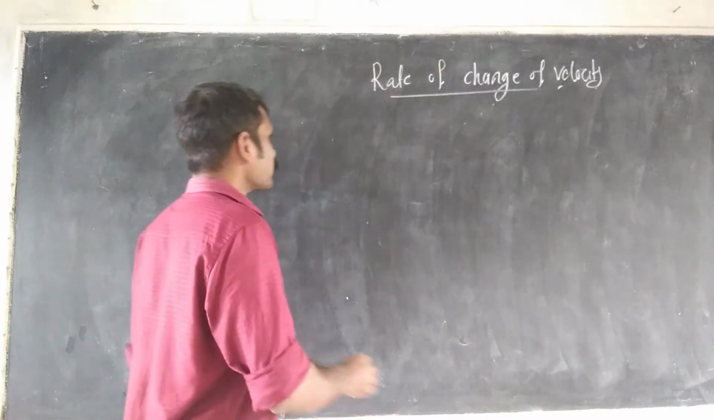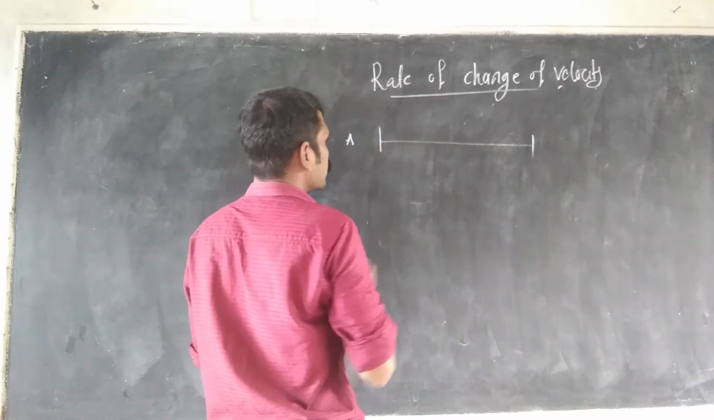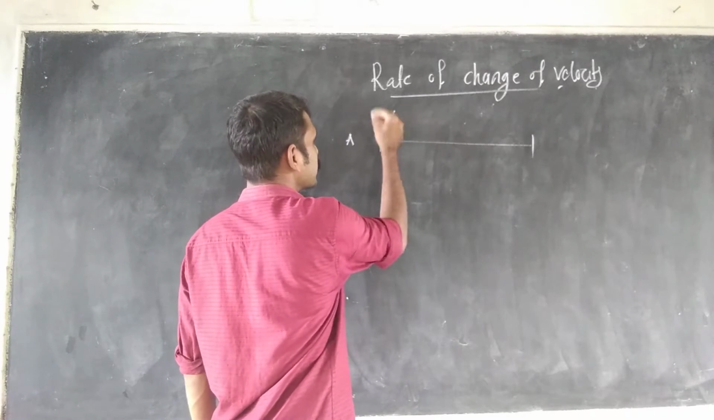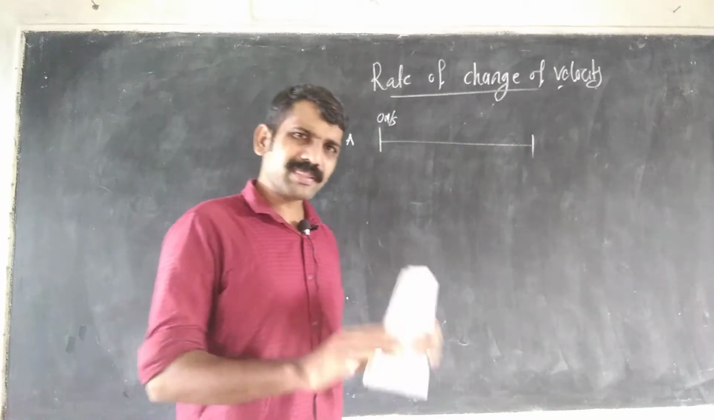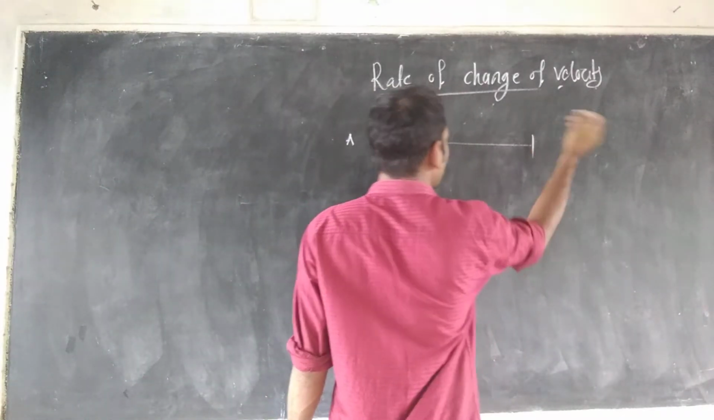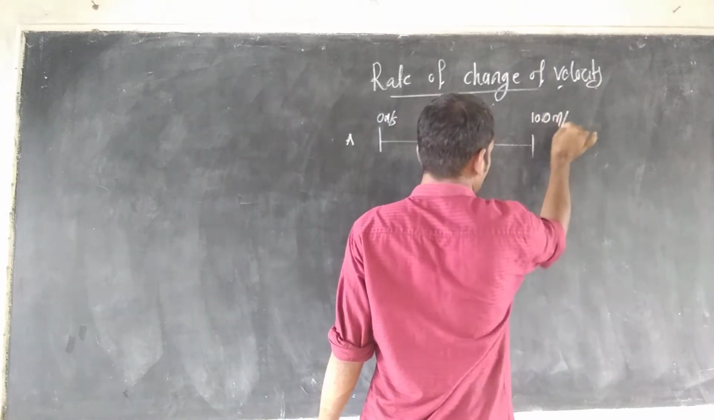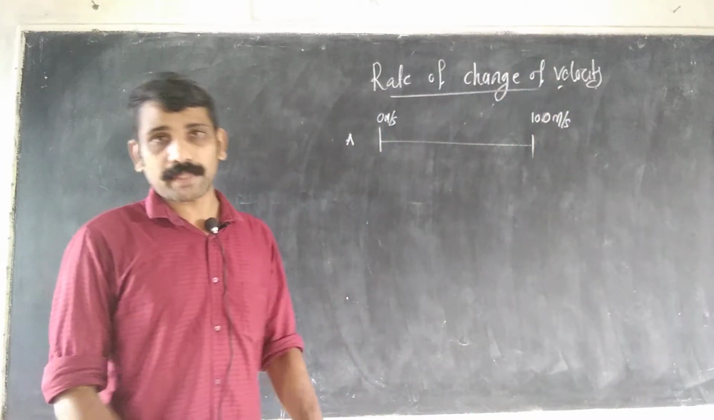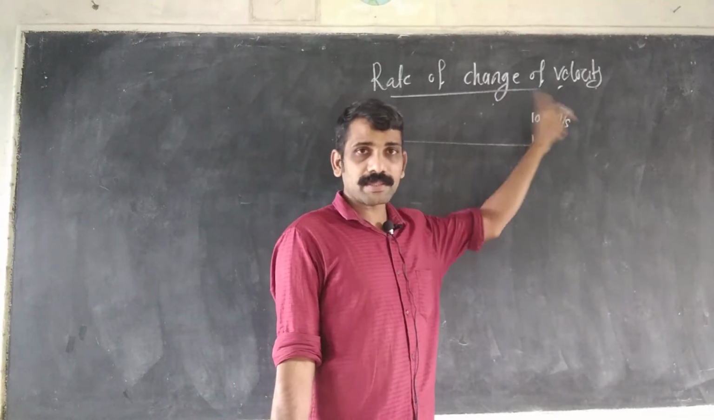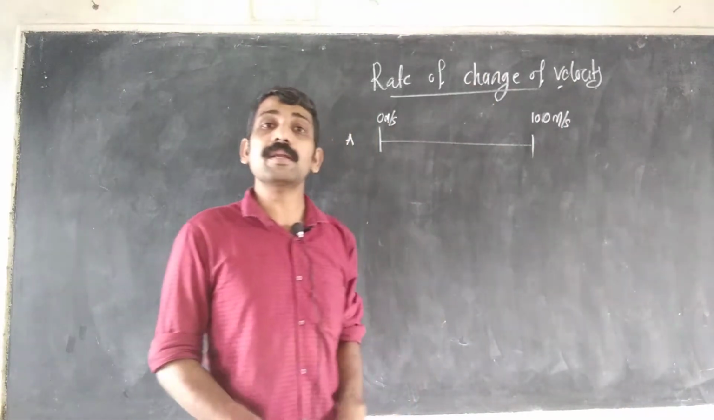So let us check. Suppose object A, its initial velocity, the starting velocity, is 0 meter per second. Finally it reaches another point, and its velocity changes to 100 meter per second. Initially it is 0, then its velocity increases. The velocity is changed by 100 meter per second.